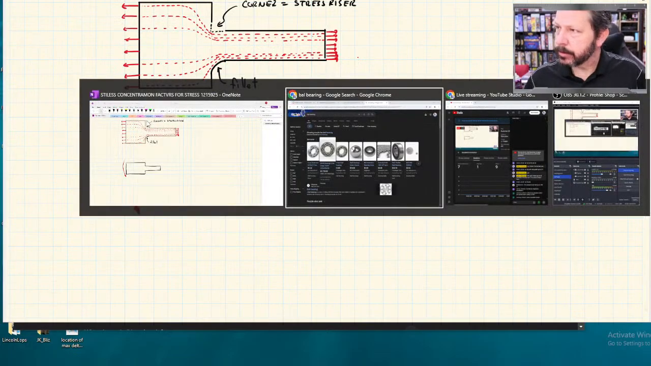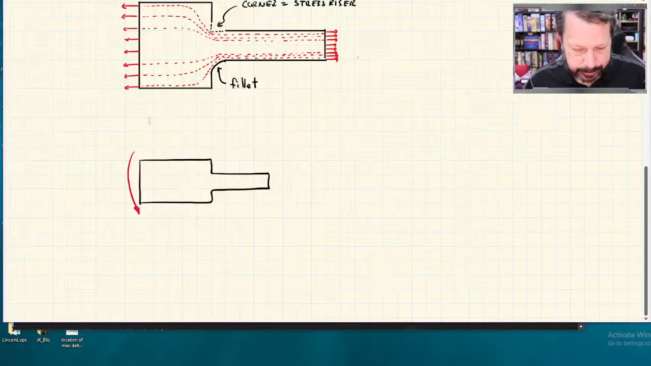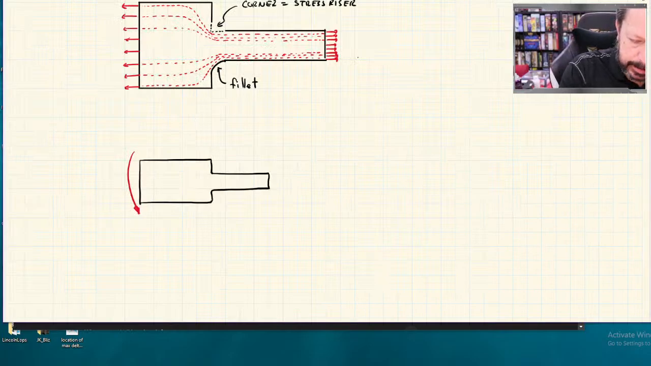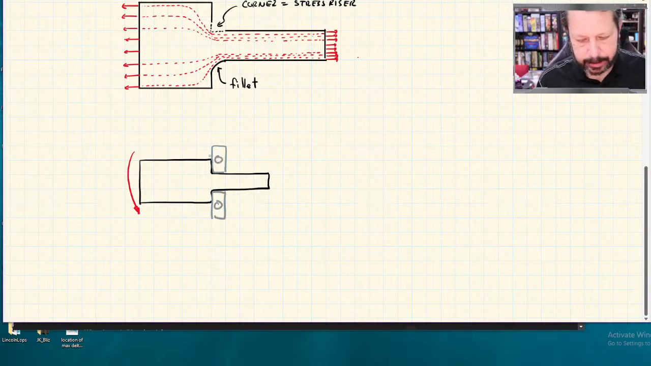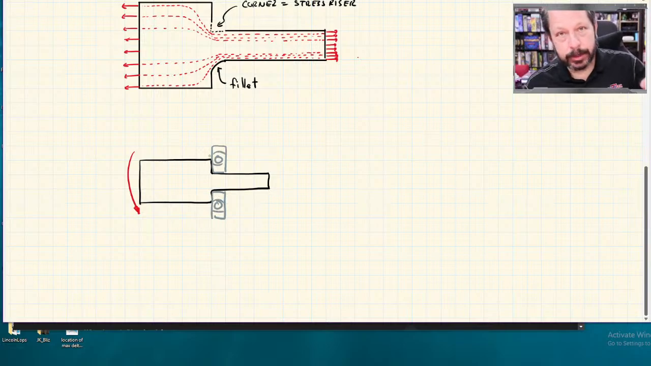Did that show up on your screen? Yes, it did. All right. And so that bearing might sit right here. It's got ball bearings inside there, and it's two pieces, all that kind of stuff. And it's holding the shaft up while also being relatively low friction.